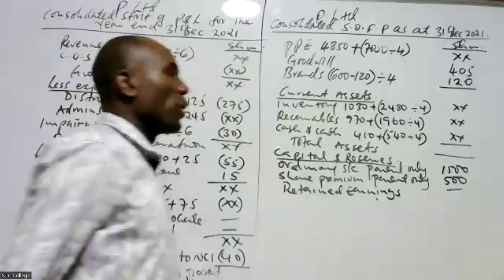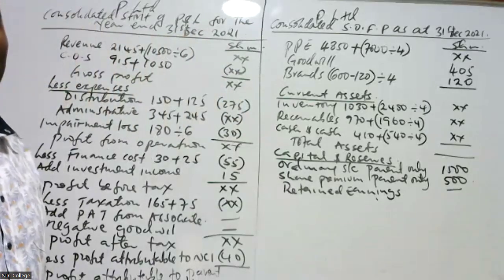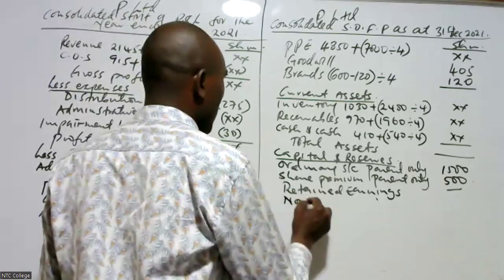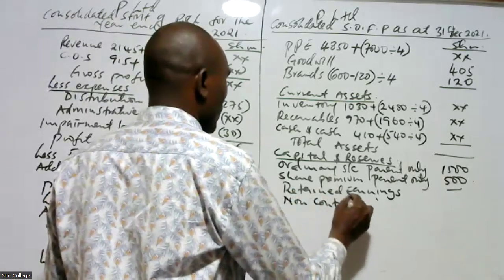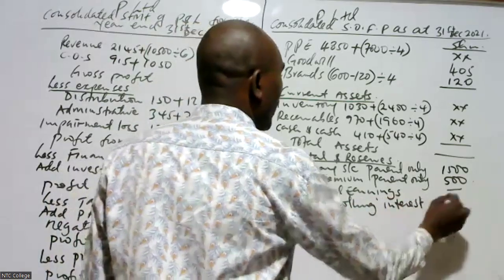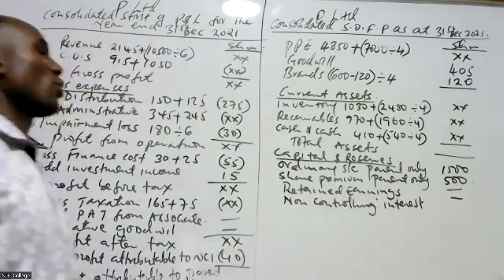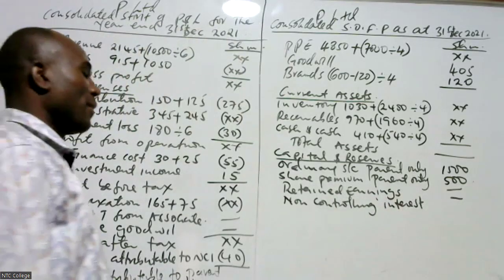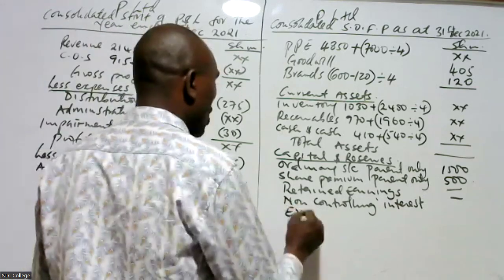That one, I said we do it as our last item. Non-controlling interest. We are going to do it last; you don't have to worry. Always we do it as our last item. Then we are going to report the exchange difference.